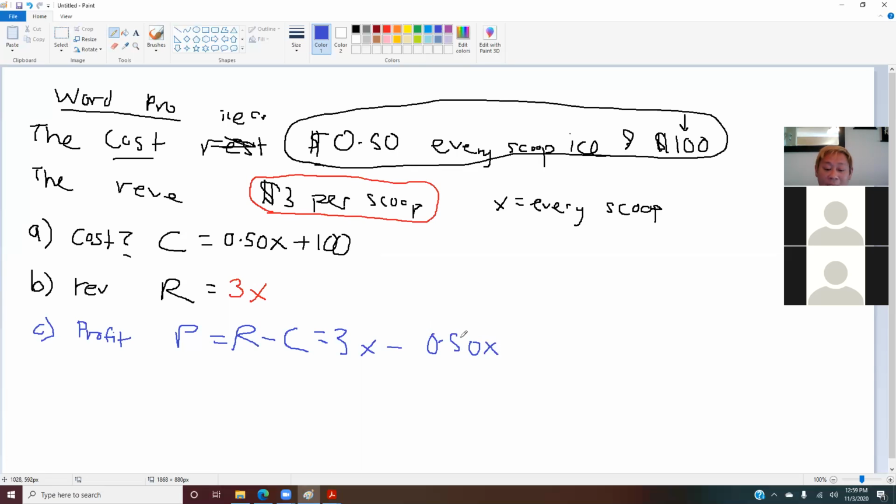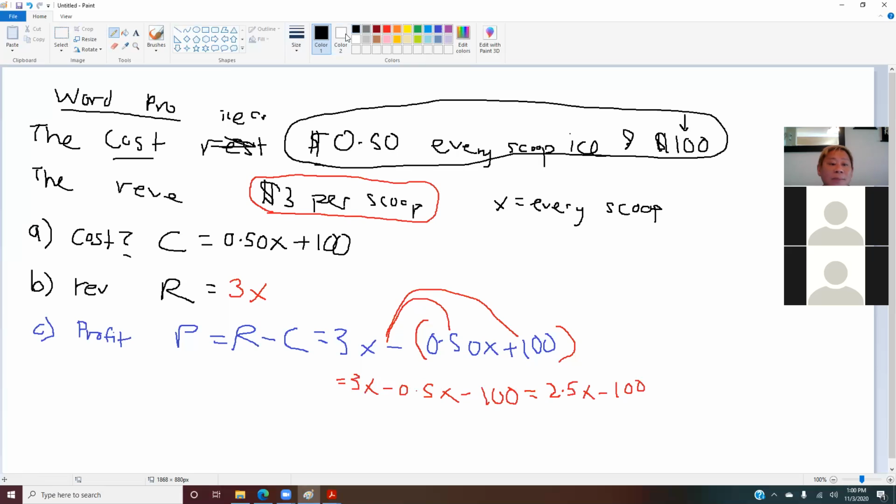minus 100. Yes. So a lot of students put add 100 here, and this is going to be wrong. Why this is wrong is because you have to minus the whole thing, and this minus will be distributed. And when you distribute it, this will become negative 0.5x minus 100. This is where a lot of students get it wrong, because of the sign. So what is 3x minus 0.5x? 2.5x minus 100.